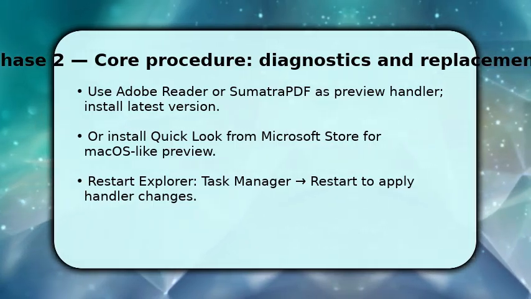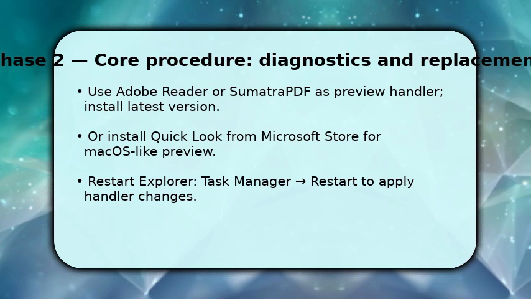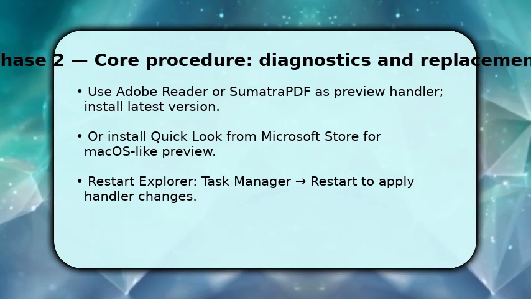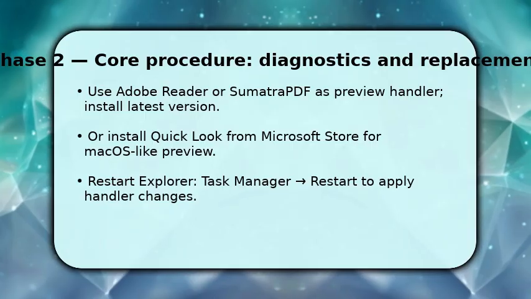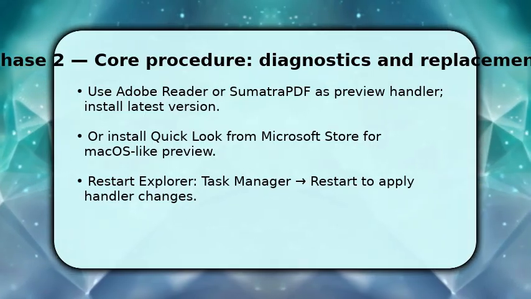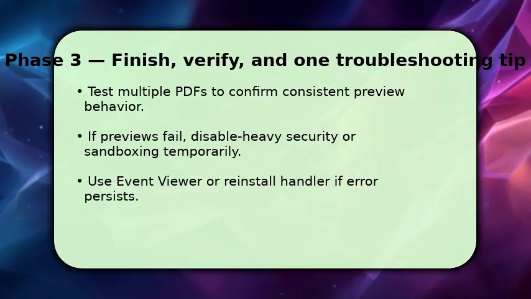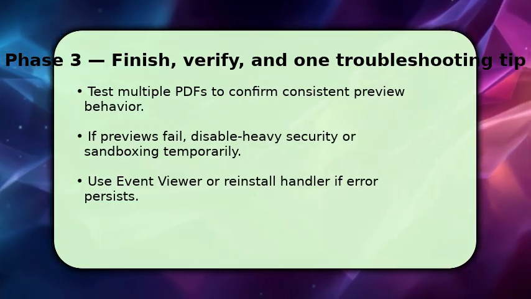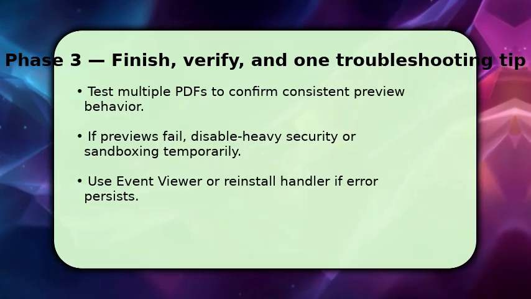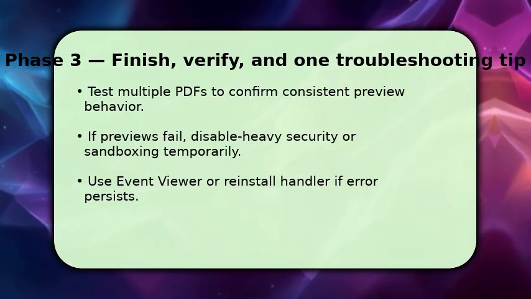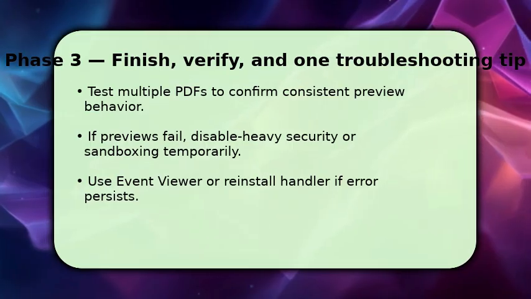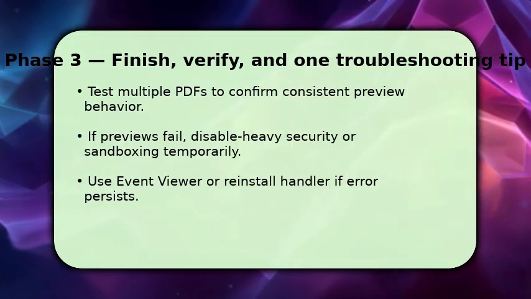If you changed default apps, open a folder with PDFs and confirm thumbnails and previews appear on selection. To finish, test by selecting several PDFs in different folders. Previews should show immediately in the pane or via Quick Look. If previews are inconsistent, make sure security software isn't blocking preview handlers and temporarily disable sandboxing features to verify.